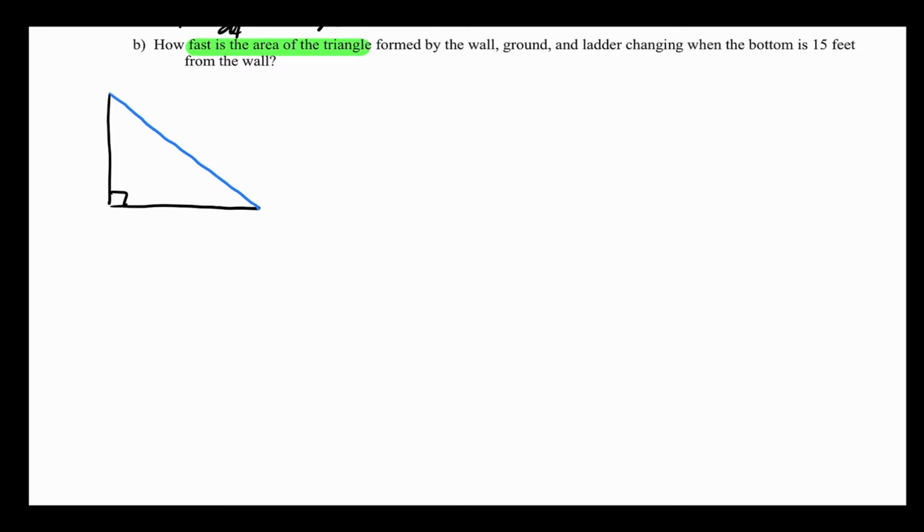Okay. So, and then it says when the ladder is 15 feet from the wall. So if this is X, this is Y, and this is Z, which one is going to be 15 feet? X, Y, or Z? X is the ground, right?